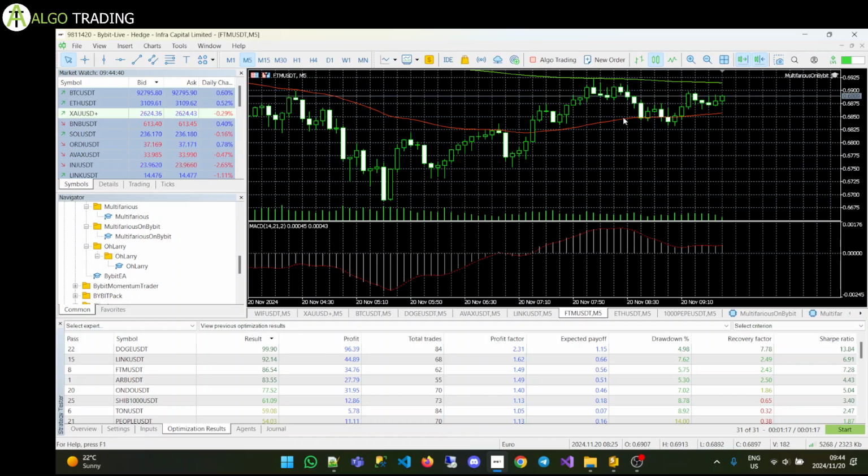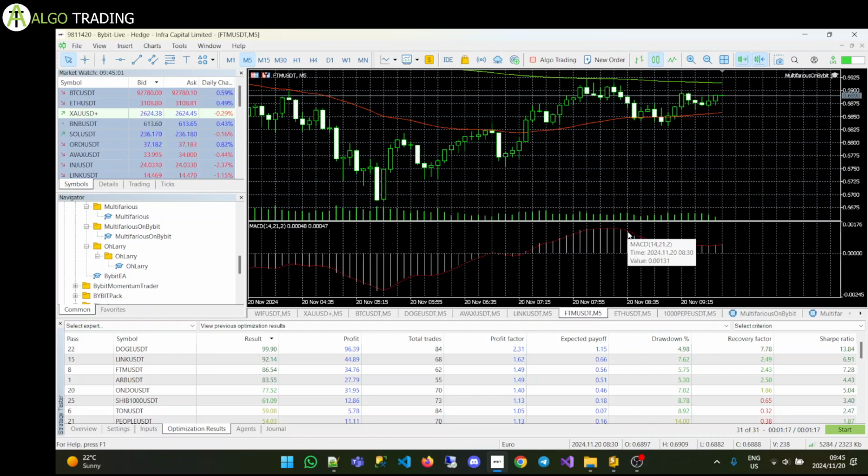If the fast moving average is above the slow moving average and the MACD crosses above 0, so you can see these little bars, if that crosses above 0, so for instance you would have got into a trade here on that bar, and then you would have ridden it all the way up, then it will take a long trade. So that is the strategy. Very, very simple strategy. I've had good success with it across the board on Bybit and with other markets.